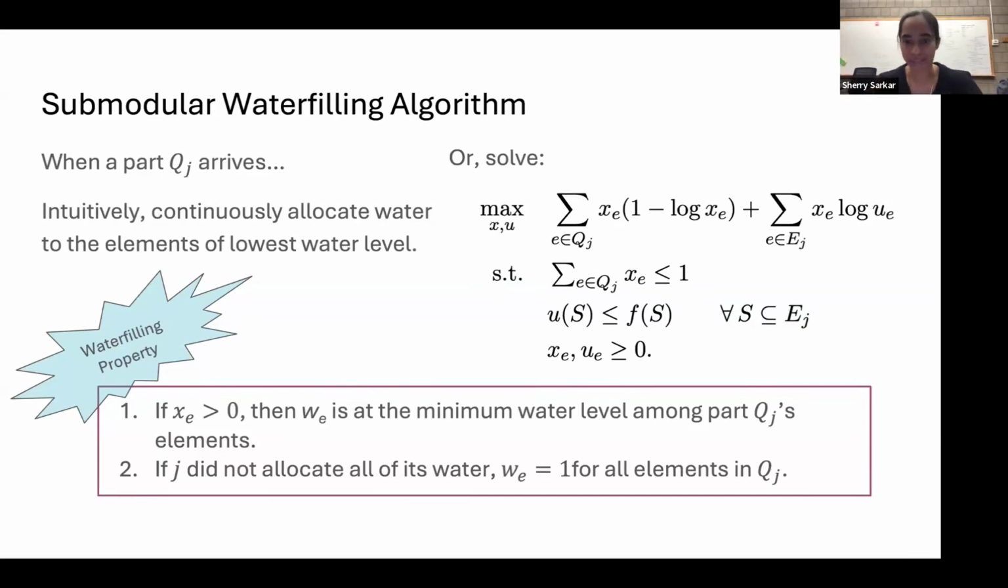What I really like about this box is that water filling is now thought of as complementary slackness in a concave program or a linear program. I think that's what's cool about this.